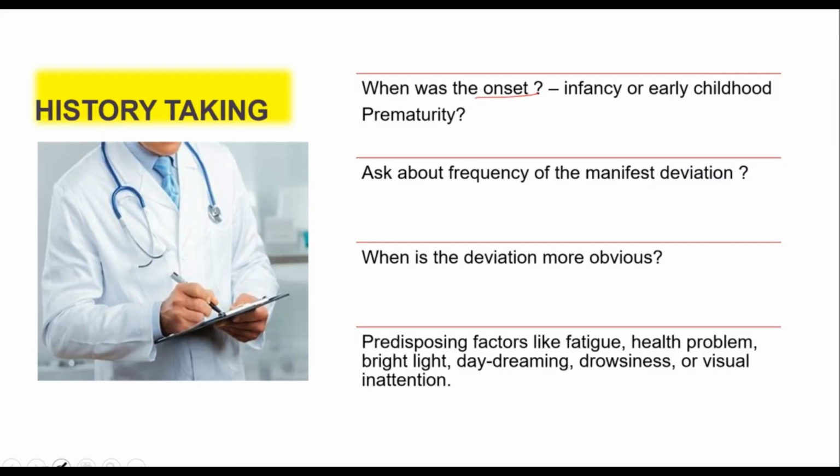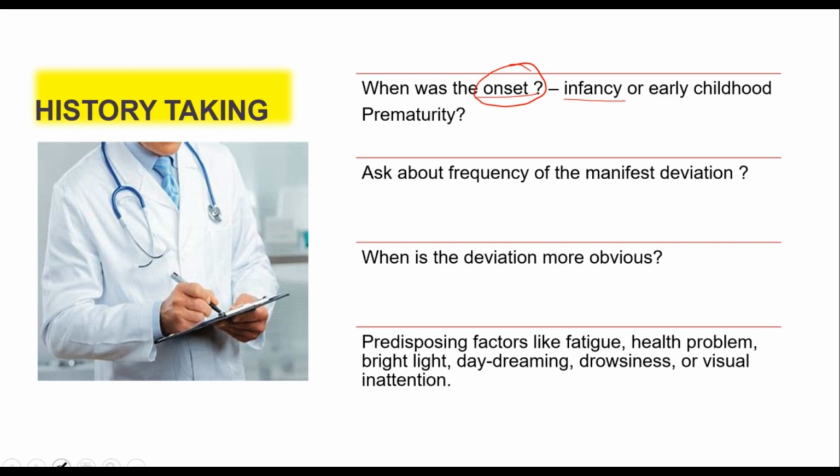The evaluation of an exotropic patient begins with proper history taking. It's very important to ask the patient regarding the onset of his symptoms, whether it was in infancy, early childhood, or was there a history of prematurity. Also, you have to ask about the frequency of the manifest deviation. That is, how often is the deviation present in terms of percentage of the waking hours of the patient.